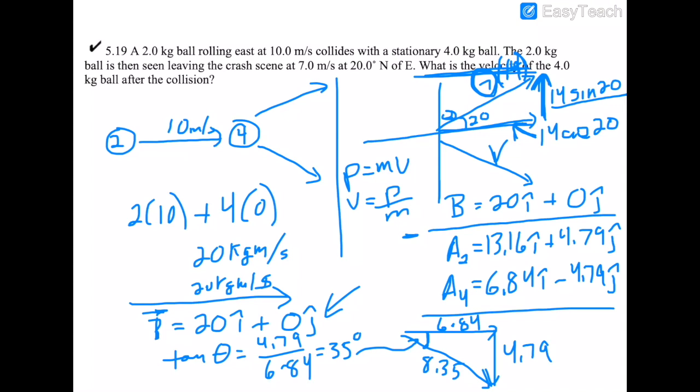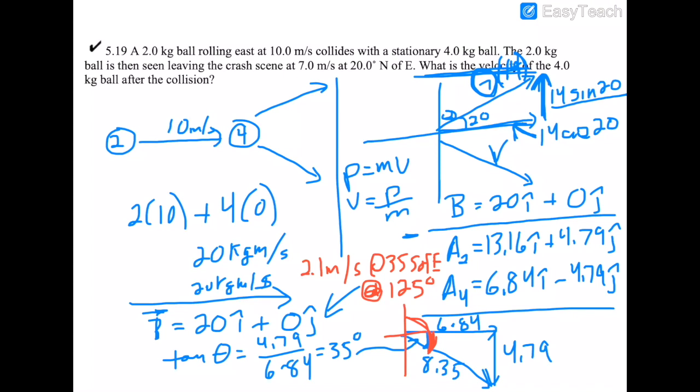And if I do that, I get 2.1 meters per second. And the angle is still the same. This 35 degrees is the angle for the momentum vector, but it's also the angle for the velocity vector. So I can say 2.1 meters per second at 35 degrees south of east, or I could say at 125 degrees. If you want to go all the way from north, you just put the 90 and then the 35 degrees. Okay, so that is how to figure out the velocity vector of one of the balls.